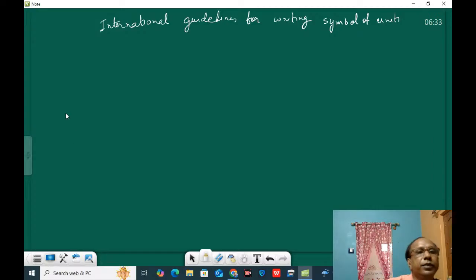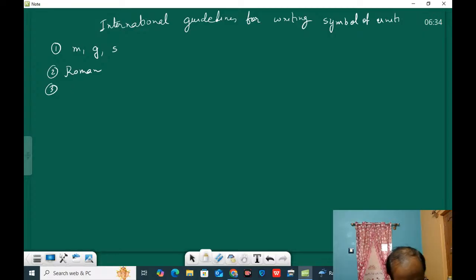So to write different symbols of units, in this way, for example, we write meter as small m, gram as small g, and time as second. In this way, we have to write in small letters. This is the first. And the second one, all the letters are written in Roman, not in italic. In units, we write in Roman.